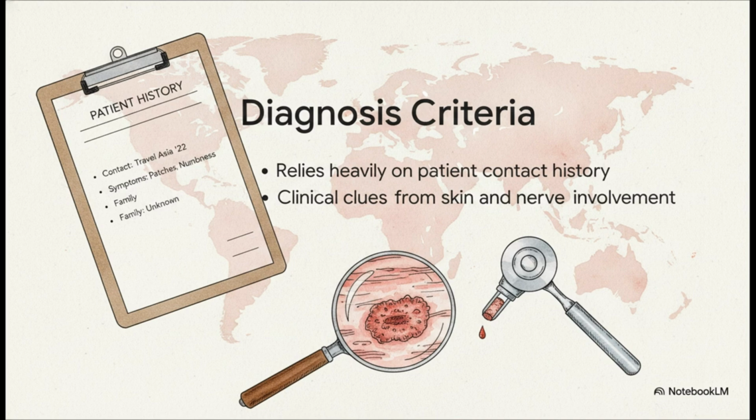First things first, diagnosis relies heavily on a solid patient history. You have to ask about long-term contact with known infected individuals or if they've lived in known endemic areas. And you absolutely must look beyond the mouth. Check for skin plaques, check for signs of peripheral nerve anesthesia in their hands or feet.